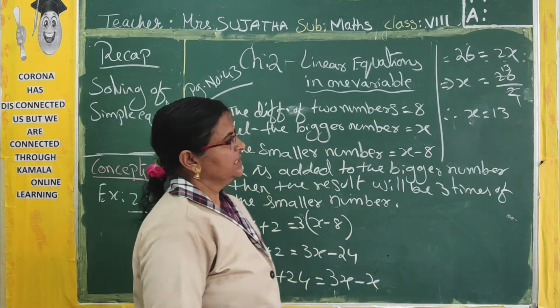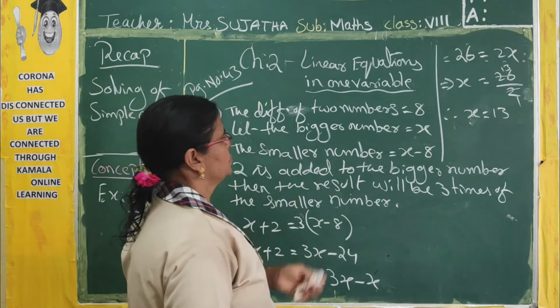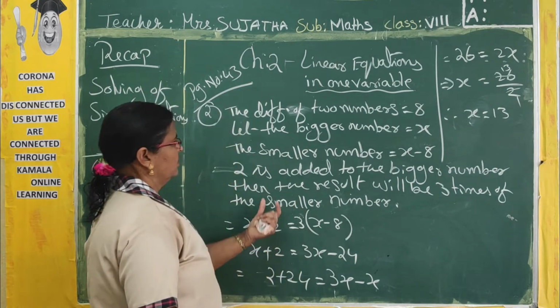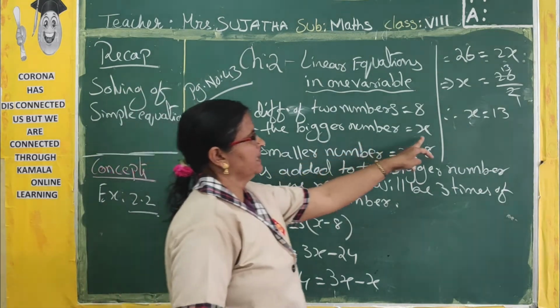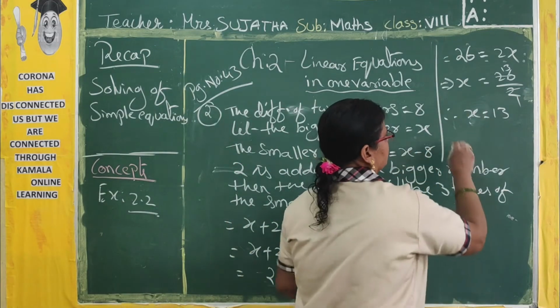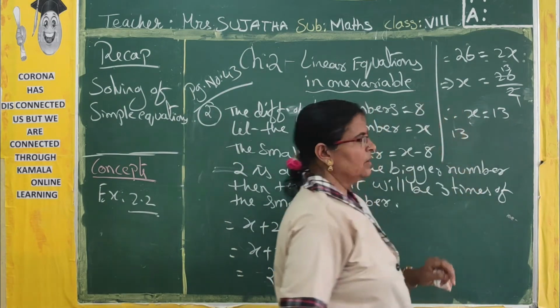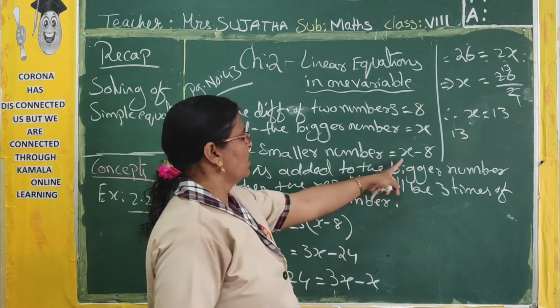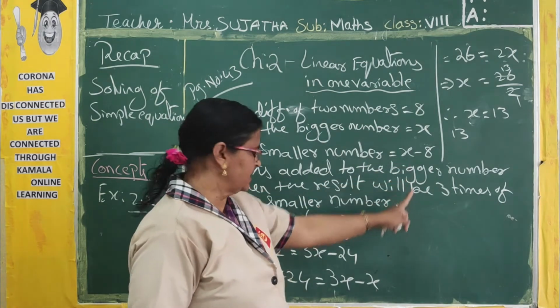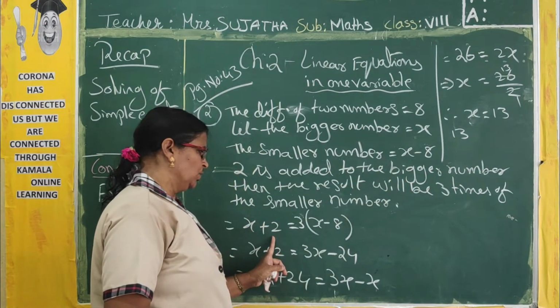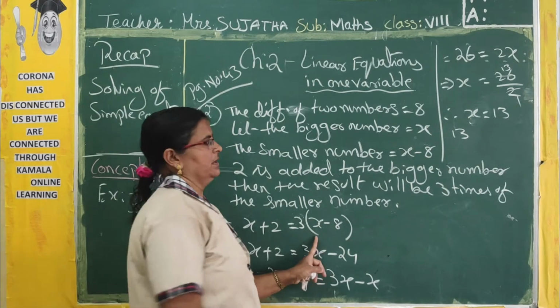Okay. Now, is this answer right or wrong? Now, substitute here. Do you get the answer or not? What is the bigger number? The bigger number is x. Now, what is the smaller number? The smaller number will be x minus 8. So, if you add 2 to the bigger number, that should be equal to 3 times the smaller number.